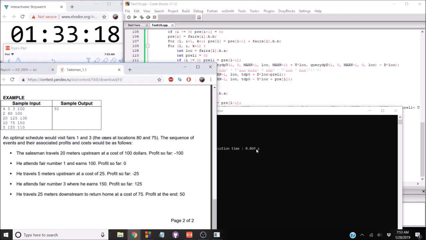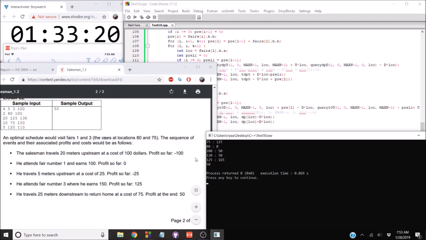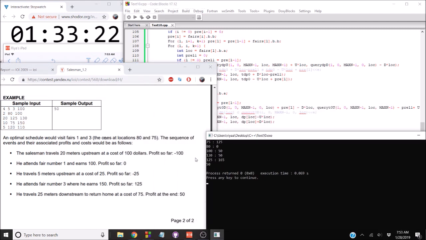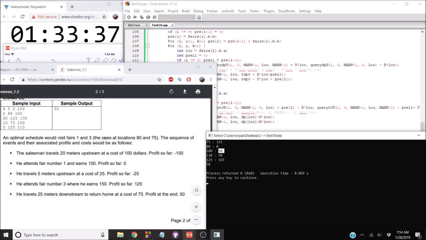Okay, 80 is good at 0. He travels 5 meters upstream and attends fair number 3 at location 75. Profit so far 125. Yep. And then he goes to location 100. Profit at the end is 50. That looks all good.